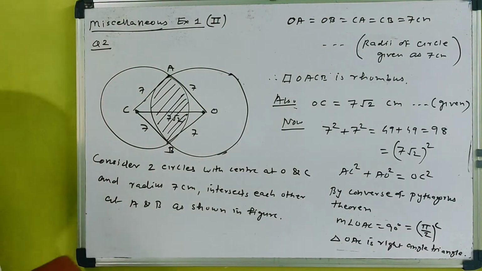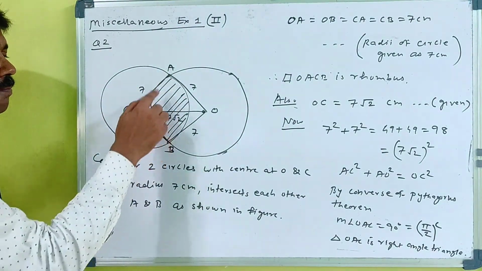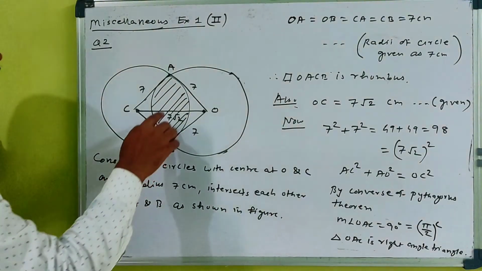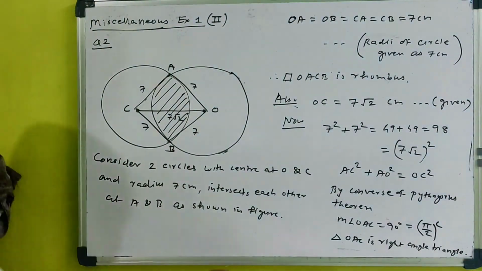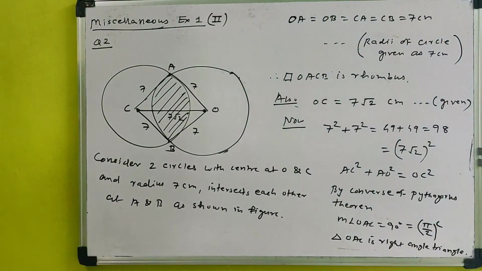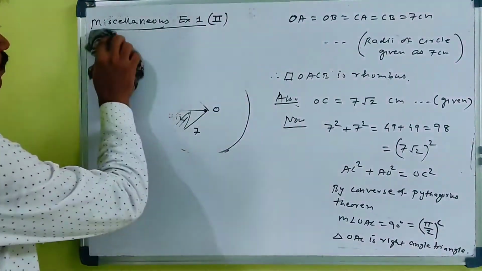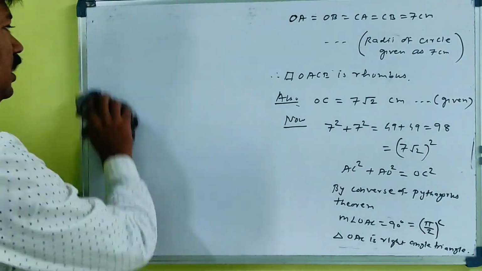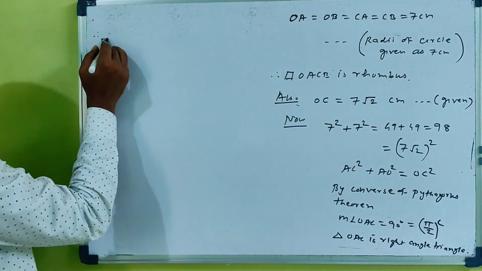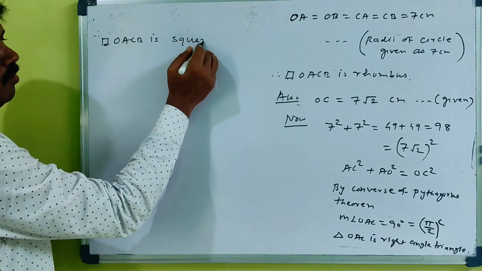So आपको required area क्या है? This area of this sector OAB plus CAB minus that quadrilateral. Now the quadrilateral क्या हो जाएगा? अगर एक 90 डिग्री आ गया, रोम्बस में एक 90 डिग्री आ गया, तो that is nothing but it is a square. Therefore, quadrilateral OACB is square.